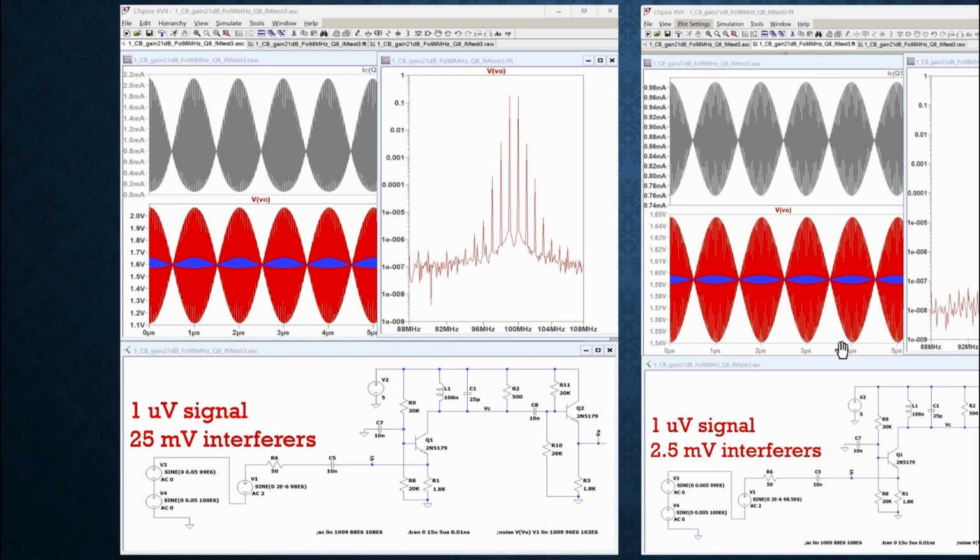Now let's look at the next case where we keep the signal level at 1 microvolt, but we drop the interferers by 20 dB from 25 millivolt to 2.5 millivolt. Incidentally, 1 microvolt signal level is about minus 110 dBm, so comparable to what I showed you in the block diagram. The 25 millivolt peak interferers come out to about minus 20 dBm, it's minus 21, minus 22, but about minus 20. But now we're going to drop them to about minus 40.